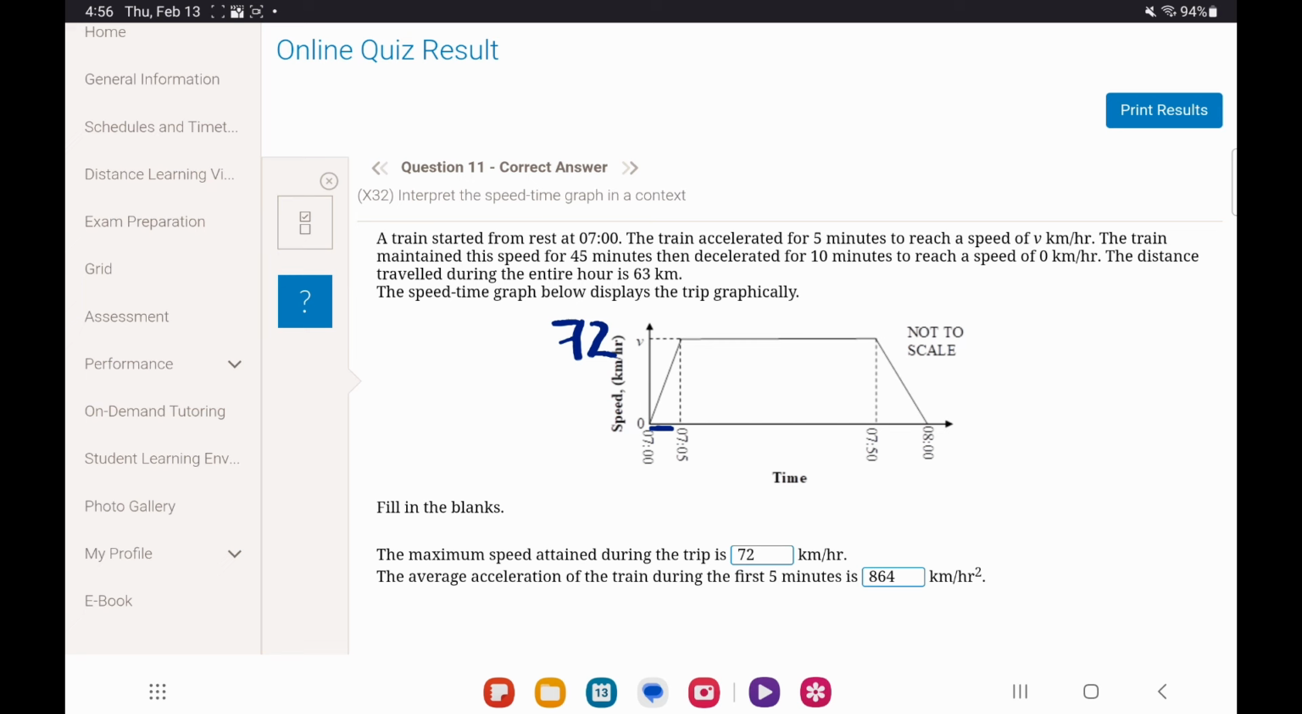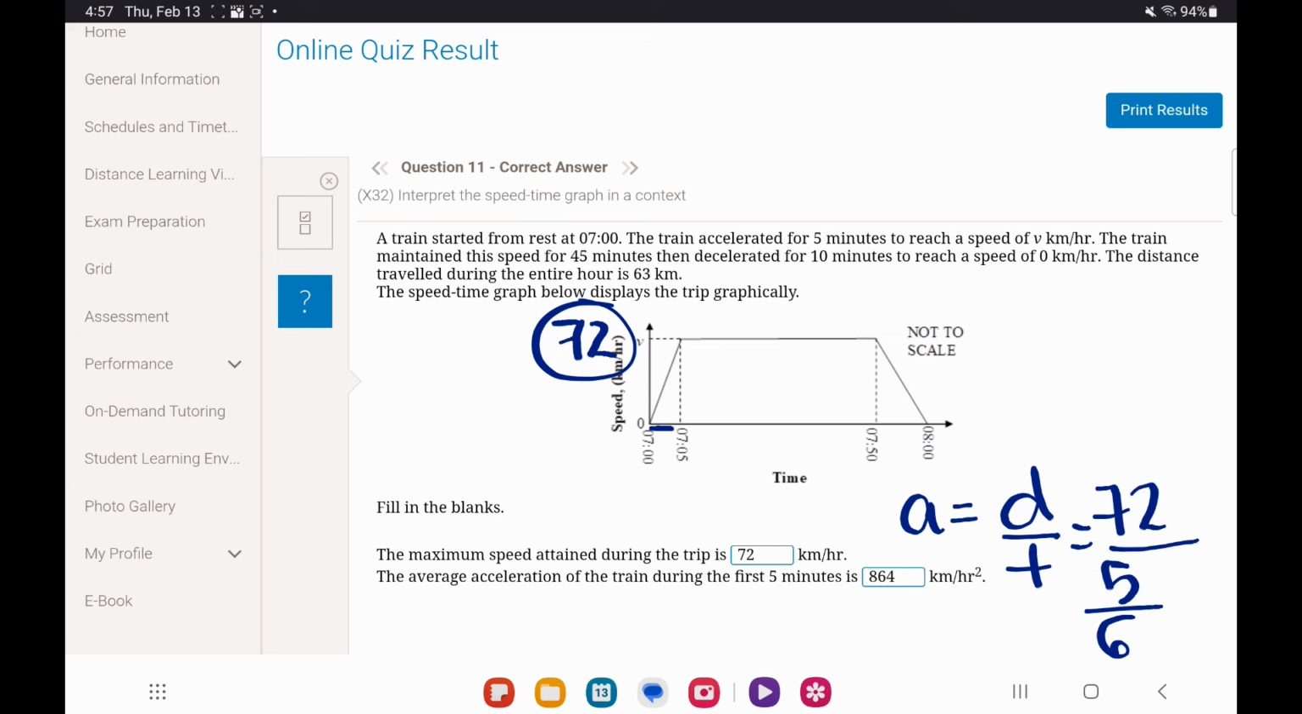So acceleration is distance over time. The distance is 72, and the time is 5/60, because we said we need it in hours. So 5/60 is 1/12. So 72 divided by 1/12 equals 864, and that's your answer.